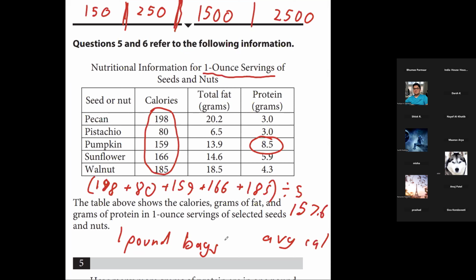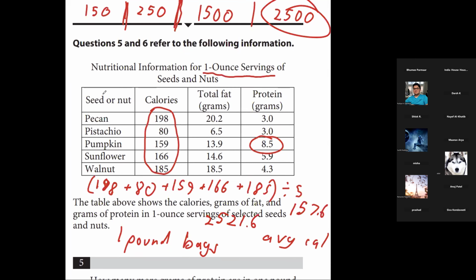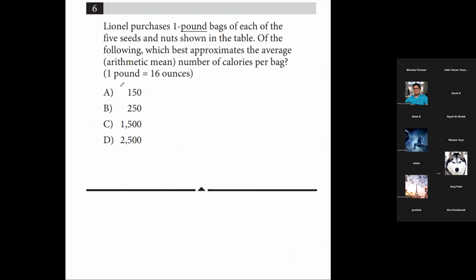And then we just take that and multiply by 16, which gets us 157.6 multiplied by 16, which is 2521.6, which is closest to answer choice D, 2500. Because it says approximates the average, which would be D.